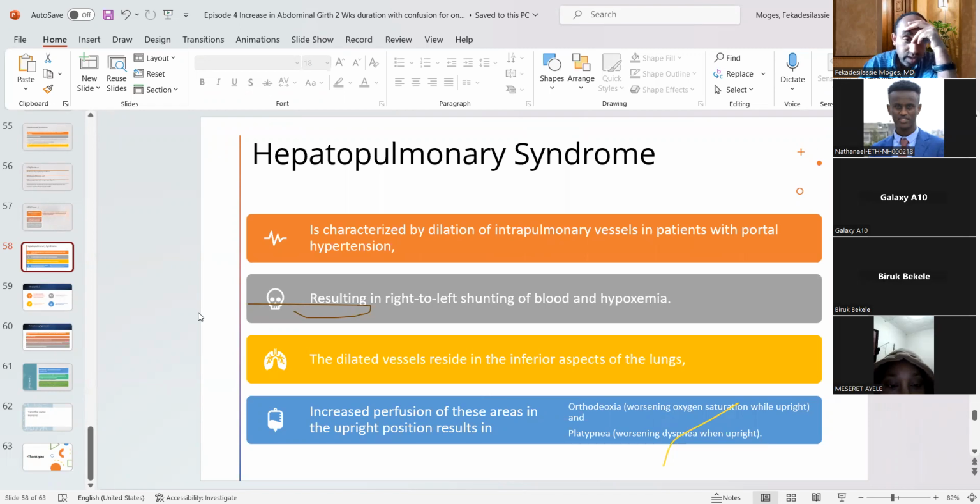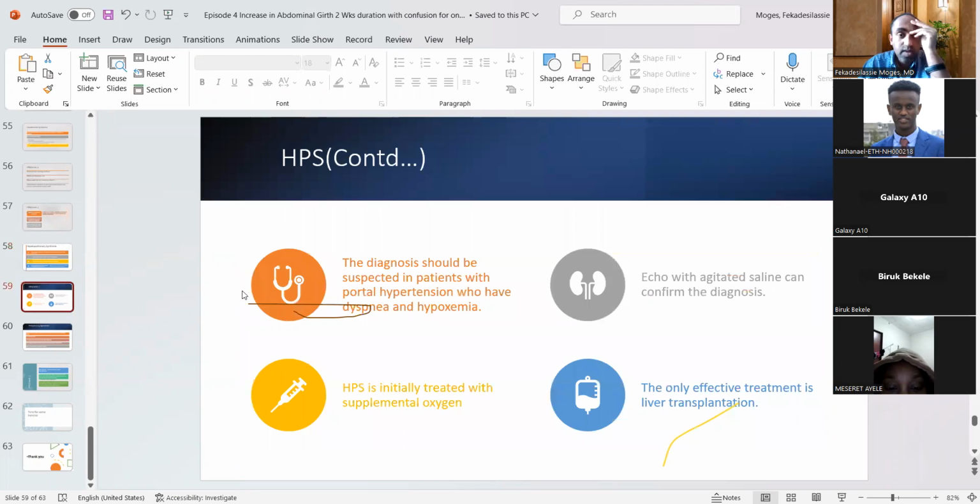Orthodeoxia and platypnea. So management too: the diagnosis should be suspected in patients with portal hypertension who have dyspnea and hypoxemia. Echo with agitated saline, I talked about it. Initially treated with supplemental oxygen. The only effective treatment you have to know is liver transplantation, okay? Liver transplantation.